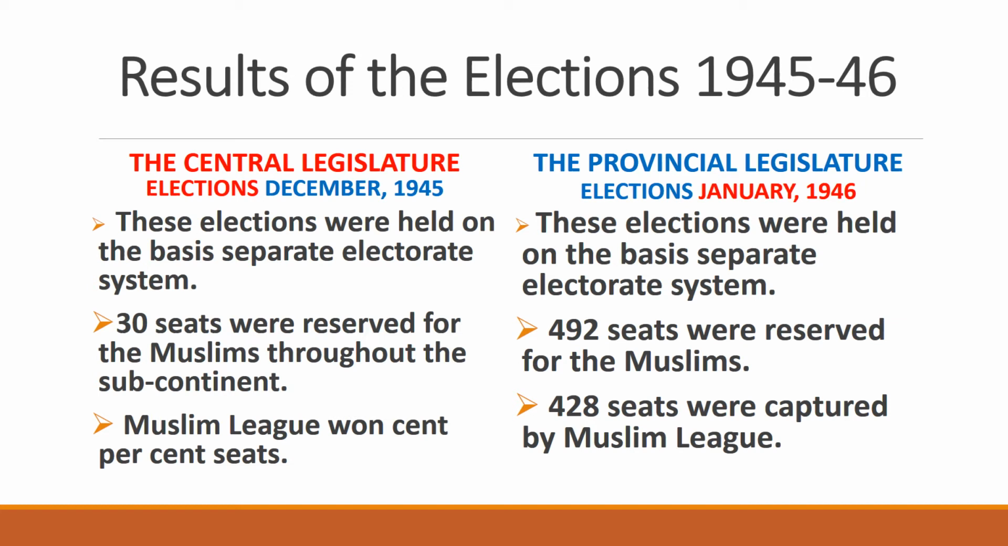The provincial legislature elections of January 1946 were also held on the basis of a separate electorate system. So both elections, central legislature and provincial legislature, were held on the basis of a separate electorate system. 492 seats were reserved for the Muslims, and out of these 492, 428 seats were captured by the All India Muslim League. So there was a clear majority gained by the All India Muslim League, and they came forward as the single largest party, as the representative of the Muslims of India.